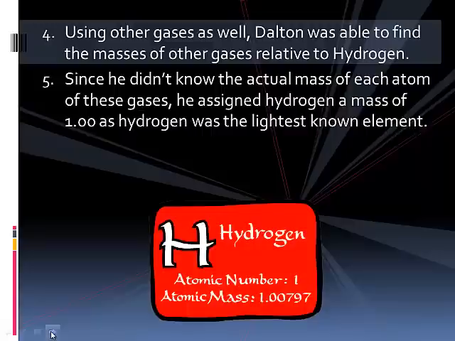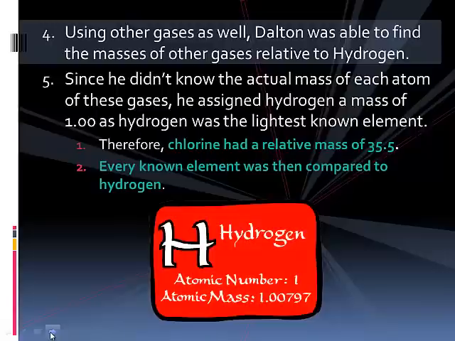Now there's a particular advantage to him assigning hydrogen a value of 1, and that is that if every other element is greater in size, then we can think about their masses as being multiples of hydrogen's mass. And multiples of 1 are very easy because it's just the multiple itself. So chlorine has a relative mass of 35.5, meaning that it is 35.5 times heavier than hydrogen. Every other known element at the time was compared to hydrogen.